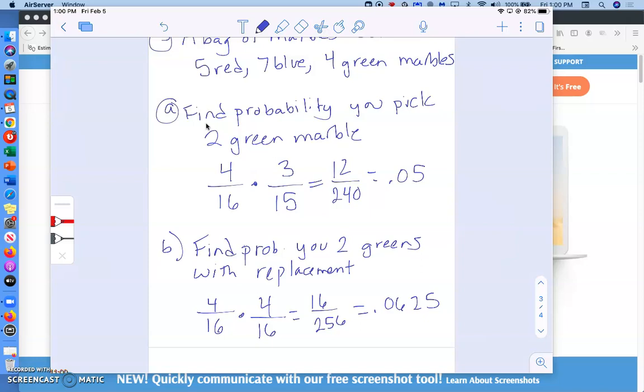So it's just one thing to note in the problem. If it says replacement, that total number is going to stay the same. But if it doesn't, that total number will be going down.